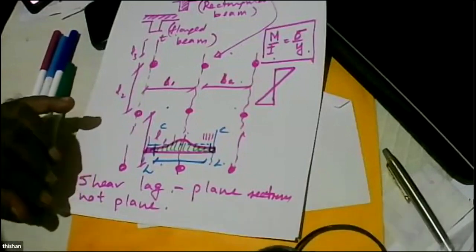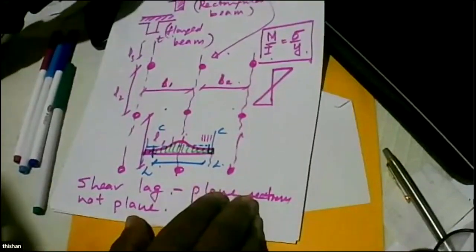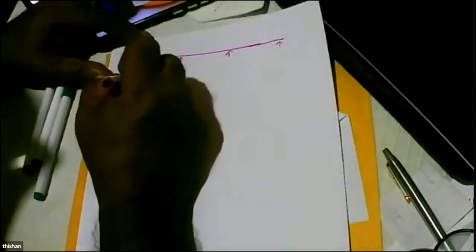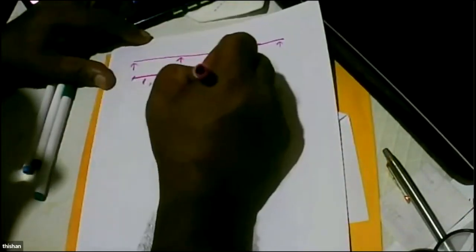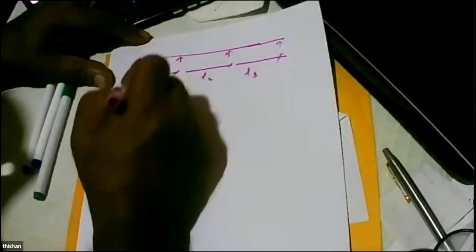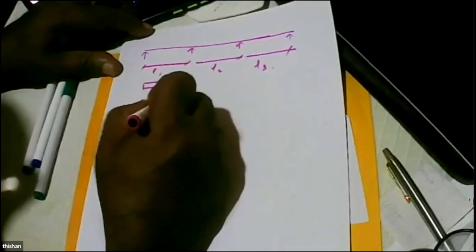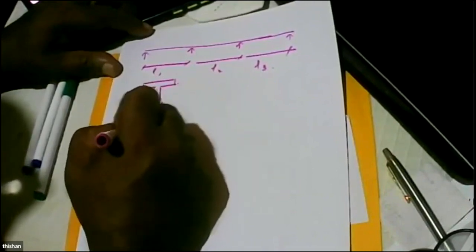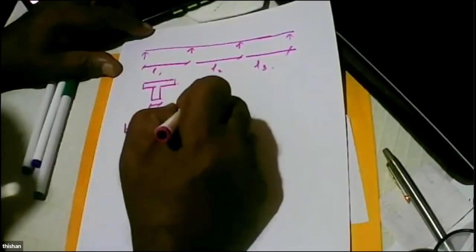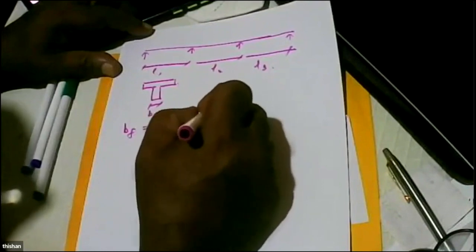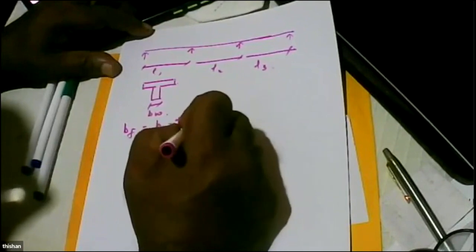So in the British code, finding the flange width is very, very easy. So as in Eurocode, but Eurocode is a little complicated, but there's nothing in it. So what the Eurocode said was, you get L1, L2, L3, so you have a flanged beam here. With web width BW, the flange width B flange is equal to BW plus 0.7 times L1 by 5.